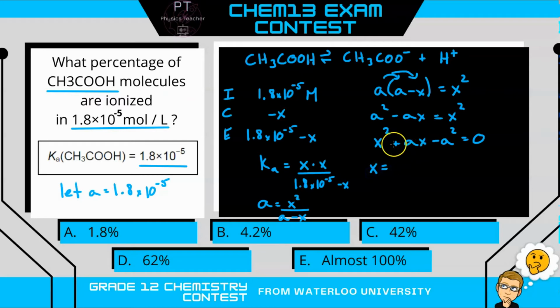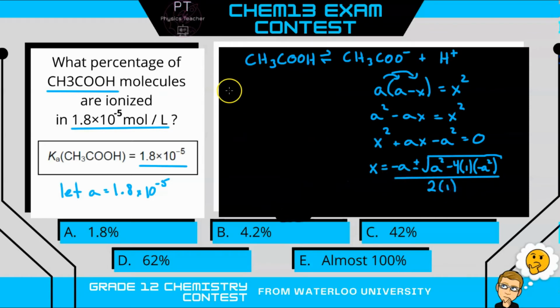Where x is going to equal minus our b coefficient, which is negative A, plus or minus the square root of b squared, so we have A squared, minus 4ac, where a is not this A, but our a coefficient in front of x squared, which is just 1, times our c coefficient right here, which is negative A squared. And that is all divided by 2 times our a coefficient, which is 1.